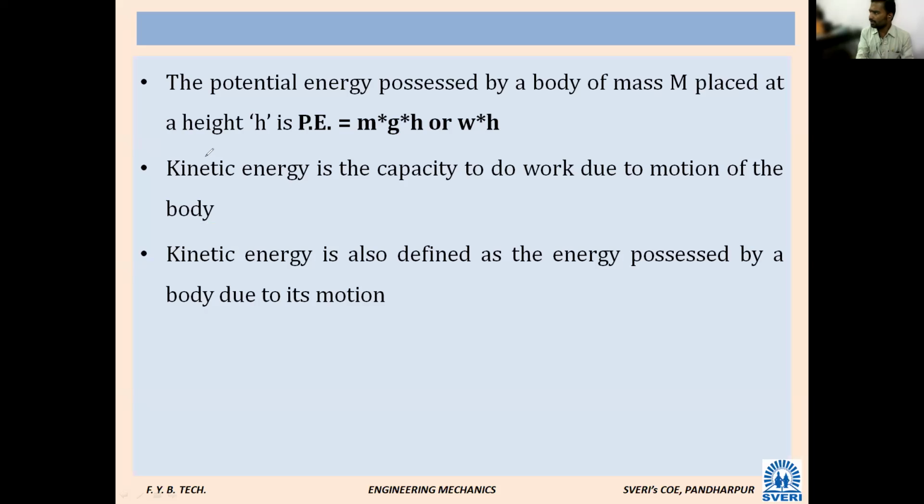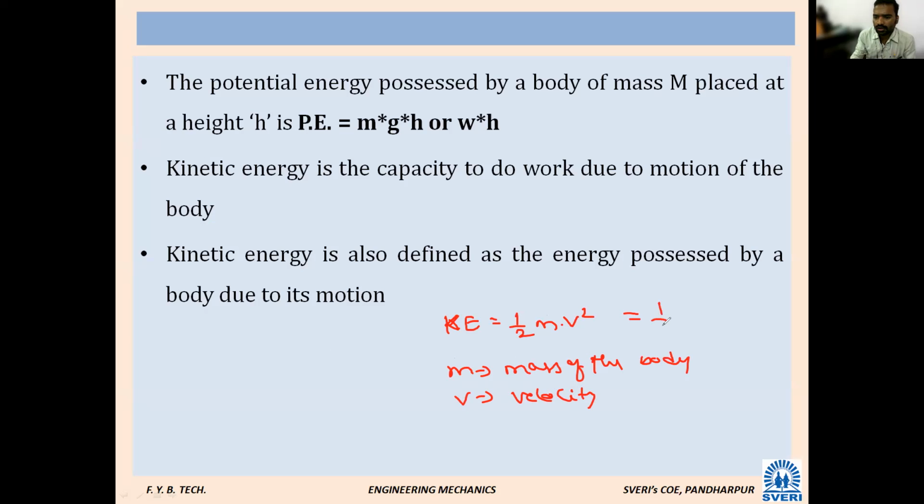There is a derivation in your 12th class, but now don't take that derivation. Just you should know: kinetic energy is equal to half m into v square. m is the mass of the body, and v is the velocity. So this can also be written as half. We have written W is equal to m into g, correct? So m is W by g. Half W divided by g into v square. You can write it like this also.